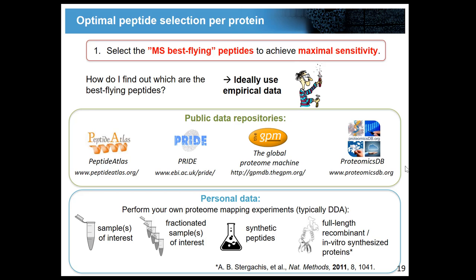produce your own data in a pilot experiment, by simply doing, typically, DDA measurements on your instrument and your sample set in your institution, and that will give you even more reliable information on what are the best peptides for your proteins. You can use for this proteome mapping experiments either your sample of interest, or, if you want to be very sensitive, so if you want to go deep into the proteome, you can fractionate your sample of interest and measure them using DDA.